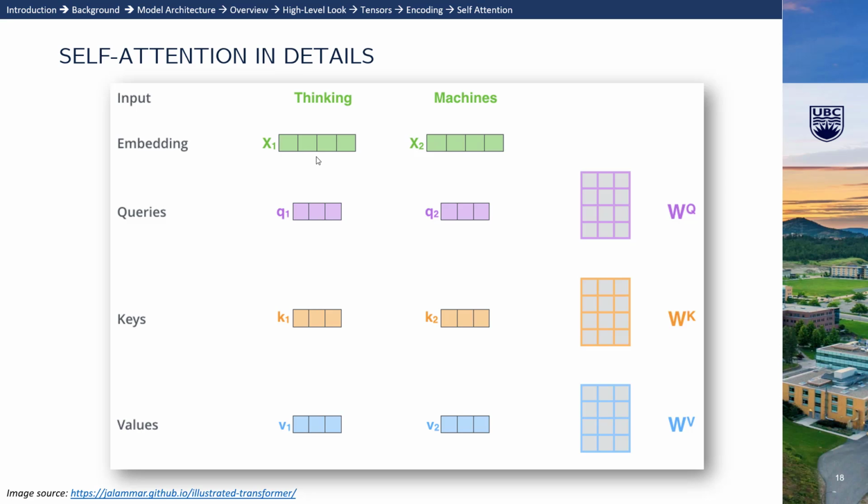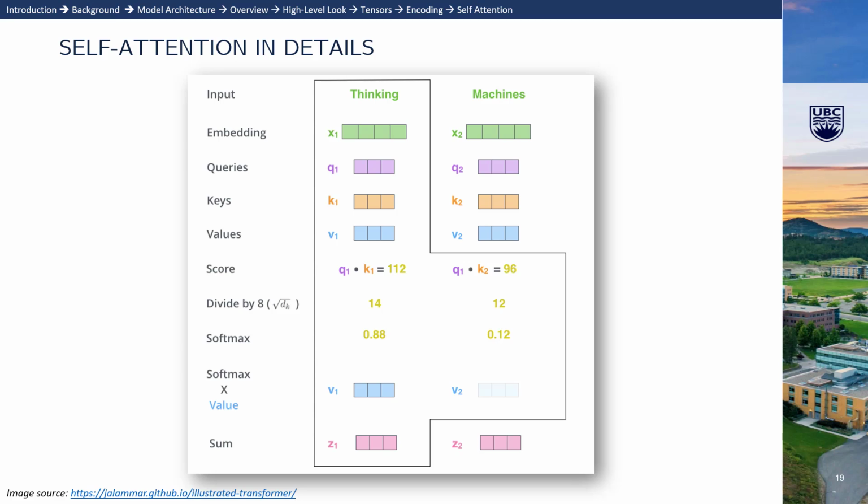In this picture, we can see that by multiplying x1 with WQ, we can get Q1, which is the query vector associated with that word, thinking. By generating these vectors, we essentially end up creating a query, a key, and a value projection of each word in the input sentence.